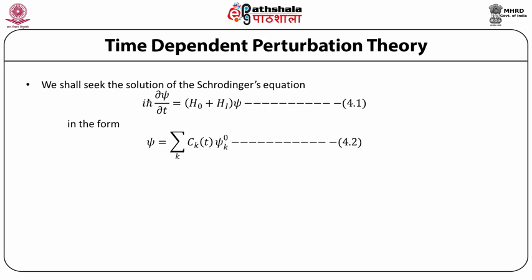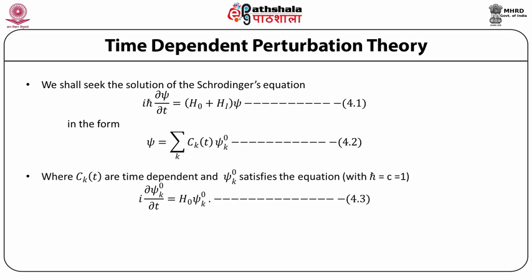We begin with the equation i ħ dψ/dt is equal to (H naught plus Hi) operating on ψ. This is the total Schrödinger equation. In the form with ψ equal to the sum of Ck(t) times ψk naught, where ψ is a superposition over different primary ψk naught's with coefficients Ck(t). Ck(t) are time dependent, and ψk naught satisfies the equation, of course with ħ and c equal to 1, i dψk naught/dt is equal to H naught ψk naught. So ψk naught are solutions of the unperturbed part of the Hamiltonian.